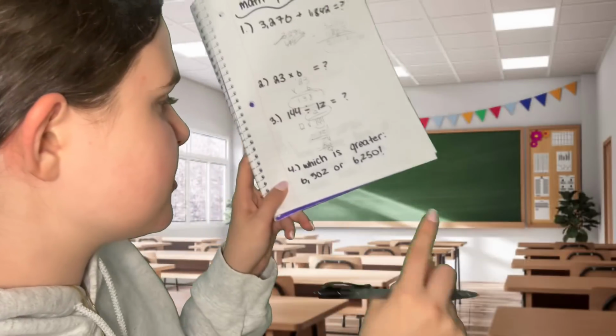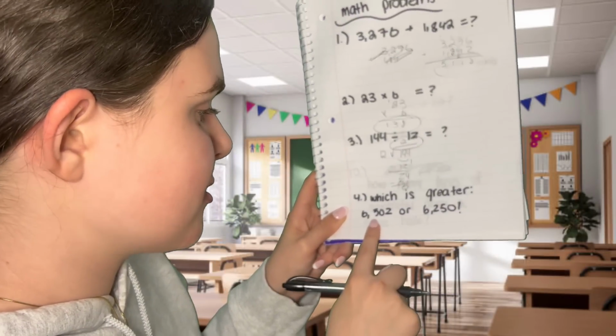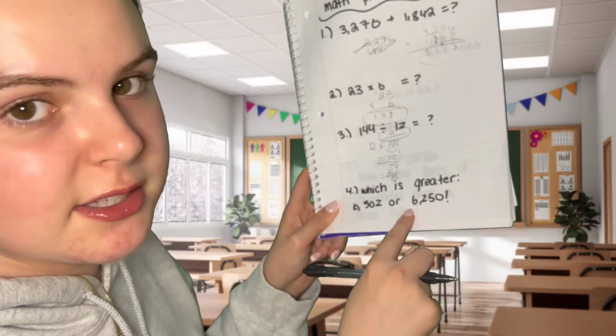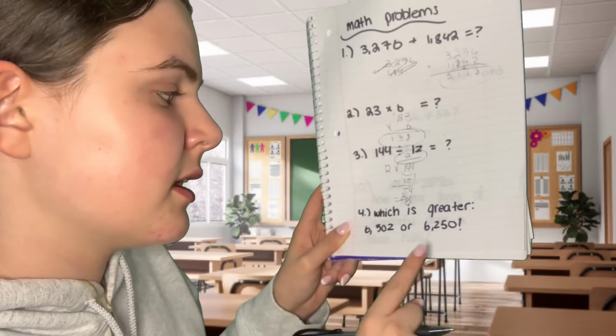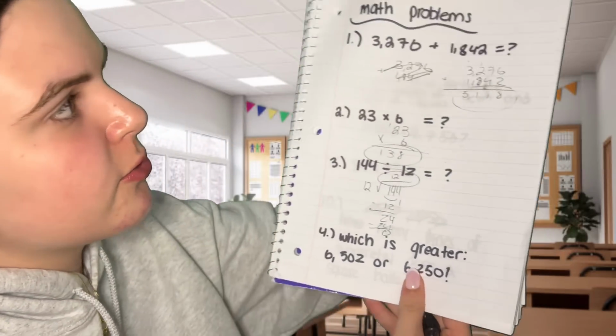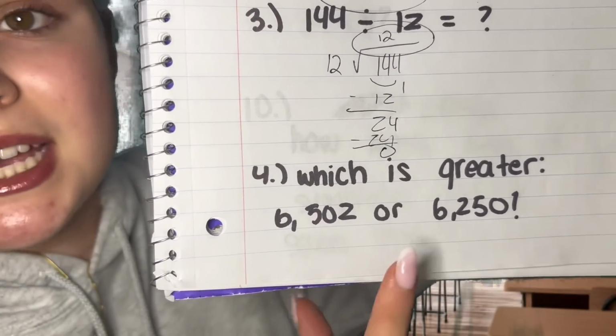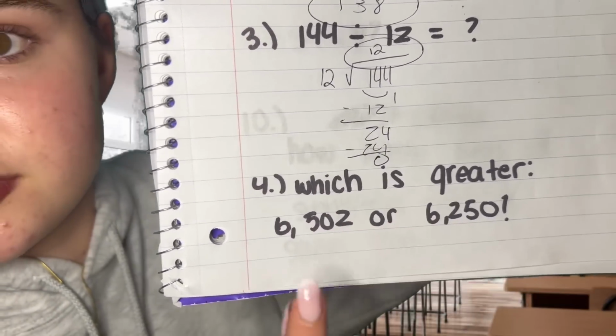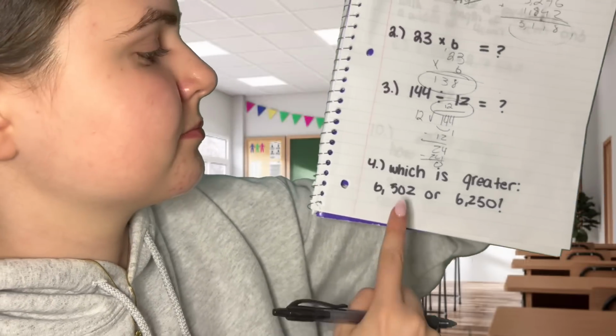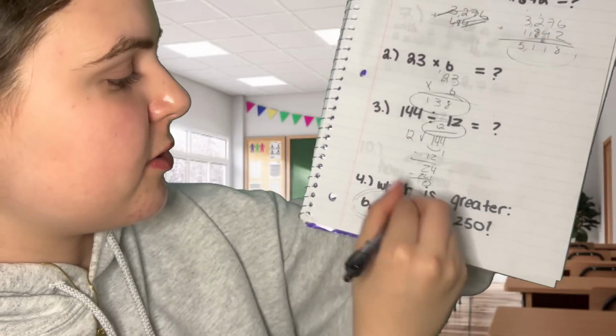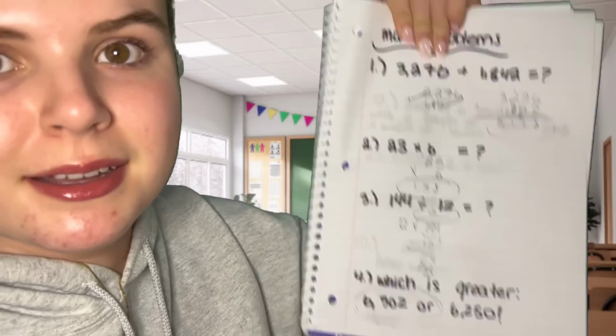Okay, so which number is greater, 6,502 or 6,250? Nope, it's not this one. So first, we look at the 6. Okay, so we know the 6 is equal. Is 5 greater than 2 or is 2 greater than 5? Good. 5 is greater than 2, so this number is bigger. Good job. Look, we're just flying through these.